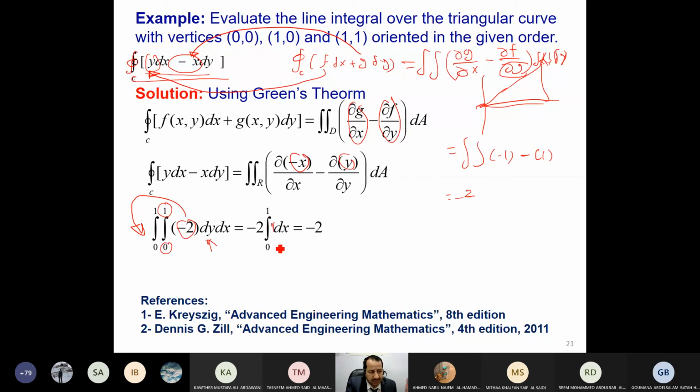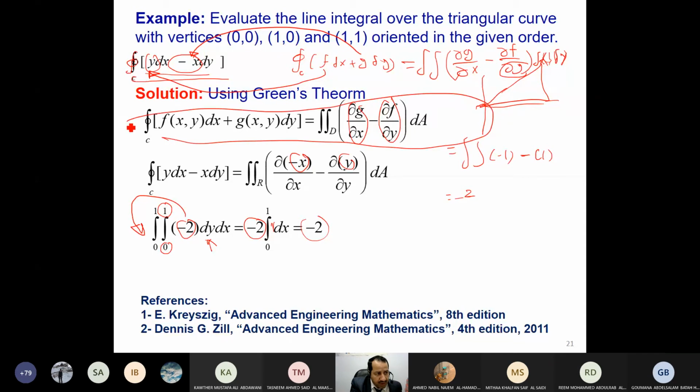So 1 here. Integrate with respect to x, the integral of dx will give x. Substitute from 0 to 1, it will be 1, multiplied by the outside constant, which is minus 2. This is Green's theorem. Now, more examples to come. It's easy and direct. We just need to know the formula, and we substitute and apply it.